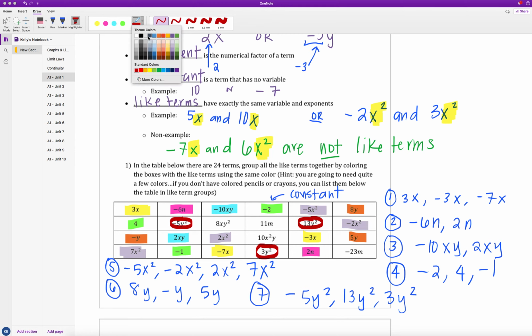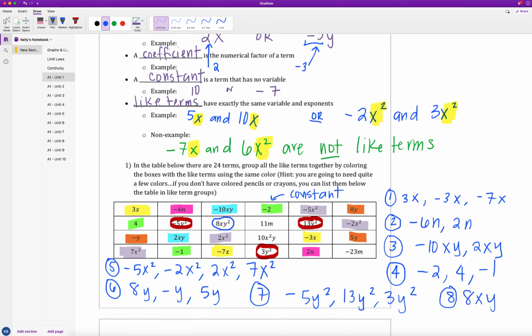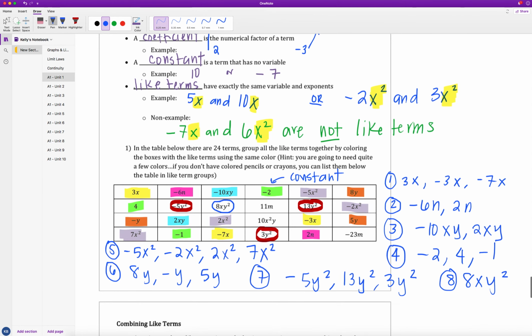Let's see if they'll all be together or if they will be different. So I'm going to actually use a pen instead and just start circling these. So I'll circle the next group with blue pen. So we have 8xy squared. Do I have any other xy squareds? I have one that looks close. 10x squared y looks really close, but those are not identical because the square in one of them is on the y versus the square on the other one is on the x. So those are not like terms, which means our 8th group here is just all by itself. We just have the 8xy squared with nothing else that is a like term with it.